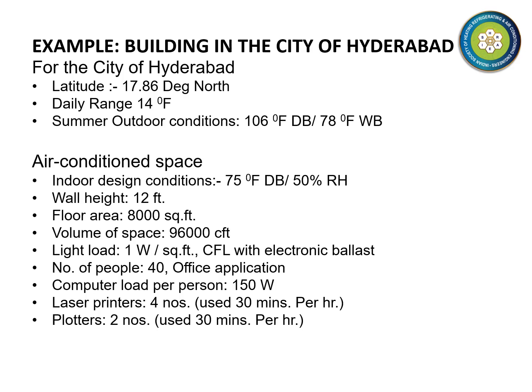As far as the space to be air conditioned is concerned, the floor area is 8,000 square feet and the wall height is 12 feet, meaning the volume of the space is 96,000 cubic feet. There are 40 people working here. The computer load is 150 watts per person. Within the space there are 4 laser printers and 2 plotters.